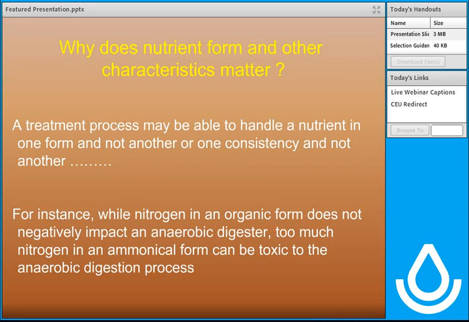Again, let me stress why this is so important. The form and magnitude of nutrients that are found in the manure or the waste do make a difference in the effectiveness and performance of many unit processes and operations. Look at the example that's provided here. Nitrogen in the organic form does not have a negative impact on the operation of an anaerobic digester. But if we have too much ammonia in the system, that can be toxic to the digestion process and actually kill the process altogether, and you will not produce your biogas.